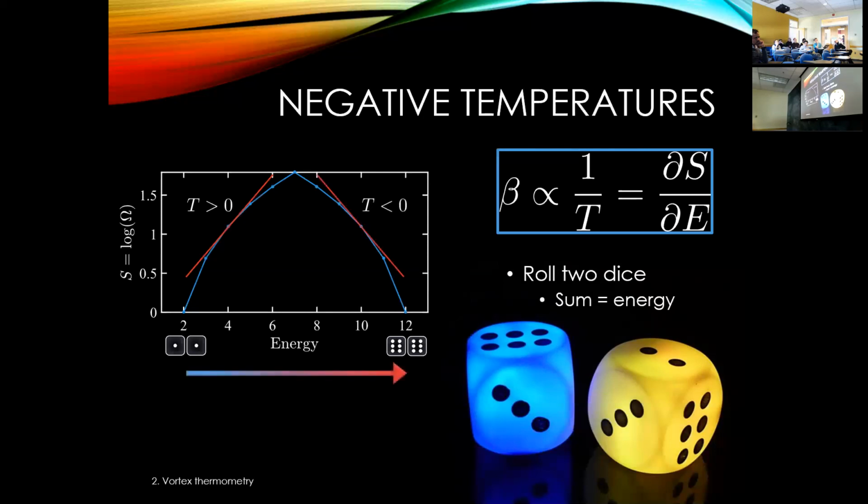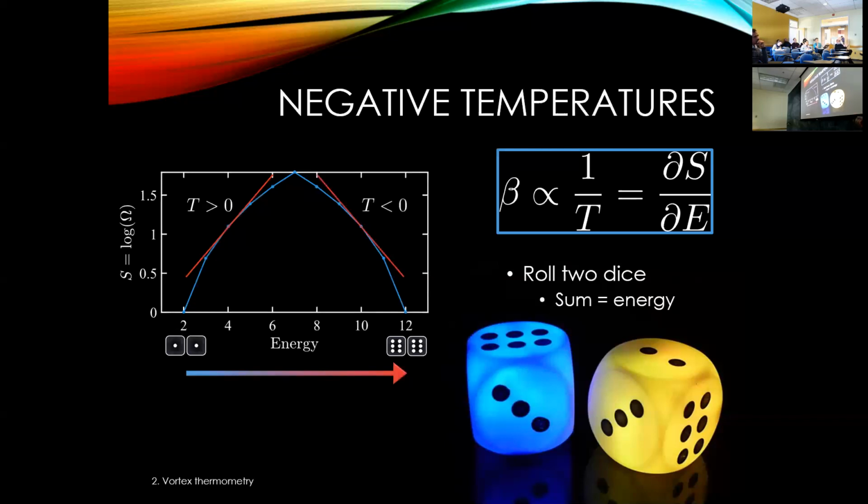So that's basically just because the number that you can roll on each die is finite. If you have an infinite-sided die, you could just keep rolling higher and higher numbers, and there would be more and more ways of getting each number as you keep going up in energy. But it's because there's some maximum on each die that you actually get this negative temperature behavior.